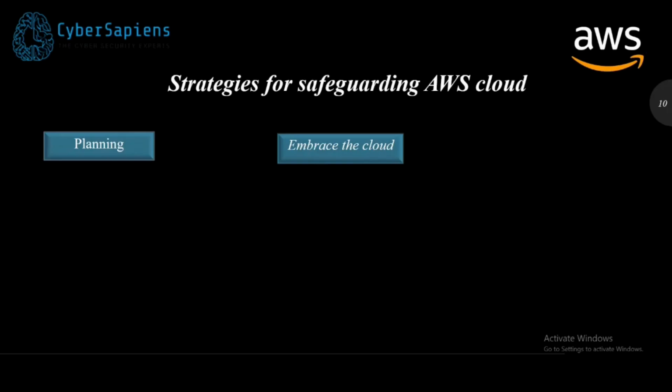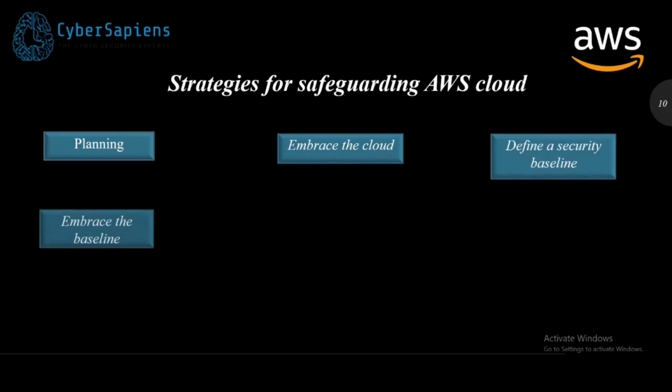Define a security baseline. Translate your security standards into code using infrastructure as code (IaC) tools like CloudFormation and/or Terraform. This ensures consistent and repeatable deployments. Embed baseline checks within your CI/CD pipelines to prevent insecure configurations from ever reaching production.